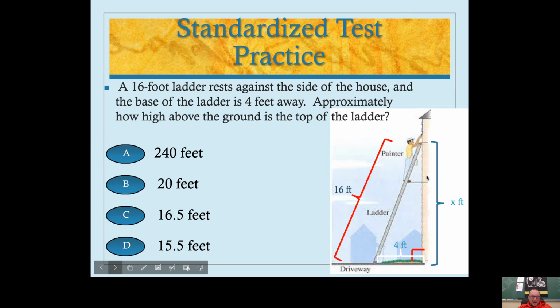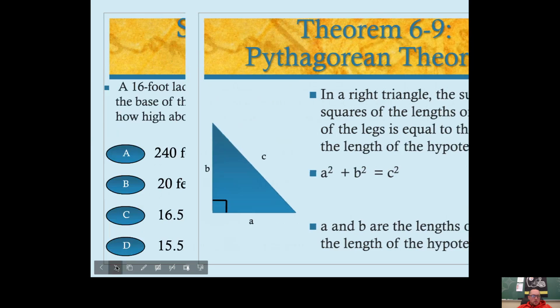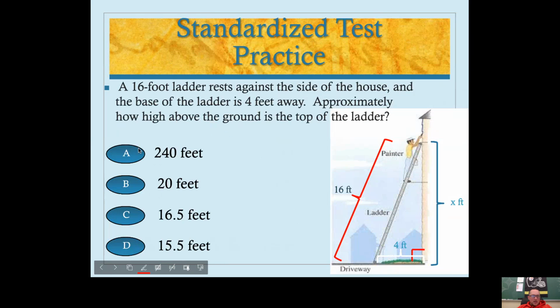Could this distance, x, be 240 feet? Well, the ladder is the hypotenuse of the right triangle. So the ladder has to be the longest segment in the triangle. So 240 feet does not make sense for an answer. Likewise, neither does 20. 20 is bigger than 16. Well, 16.5 is bigger than 16 as well, but 15.5 is not bigger. It's the second biggest side. That's why this one makes sense.